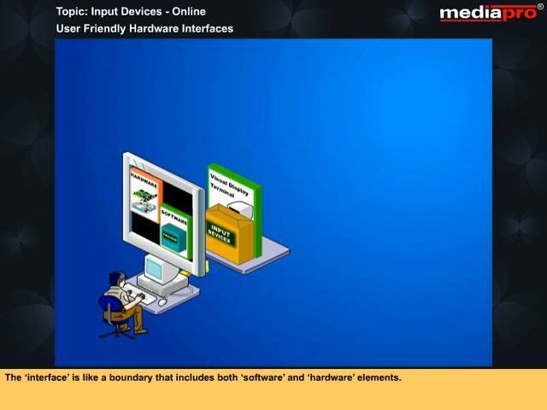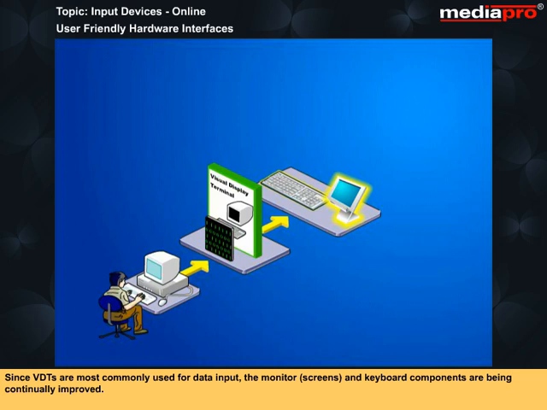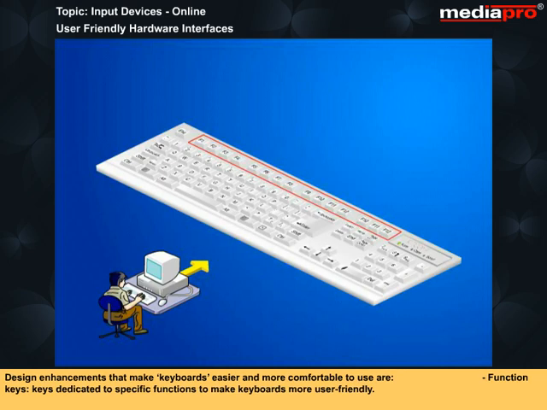The interface is like a boundary that includes both software and hardware elements. The main goal for hardware and software designers is to ensure that this interface becomes easier and more comfortable to use. Since VDTs are most commonly used for data input, the monitor or screen and the keyboard components are being continually improved. Design enhancements that make keyboards easier and more comfortable to use are function keys, keys dedicated to specific functions to make keyboards more user-friendly.